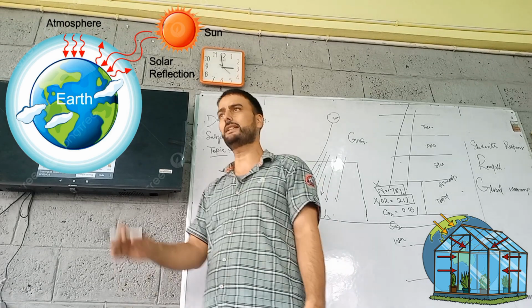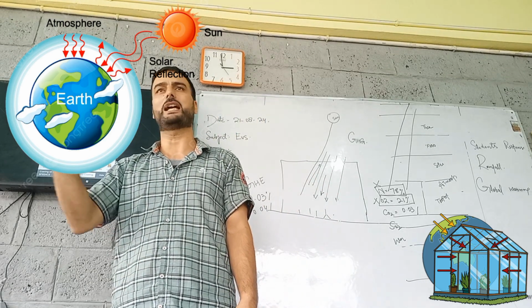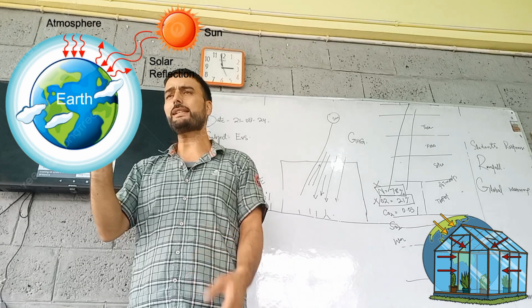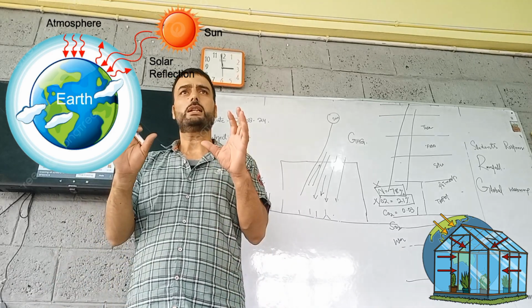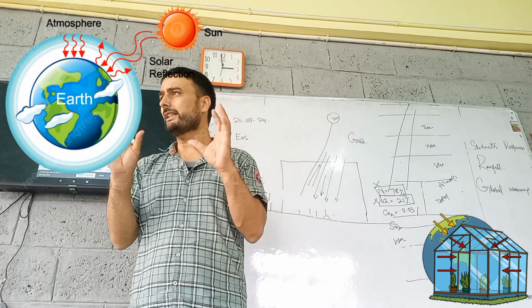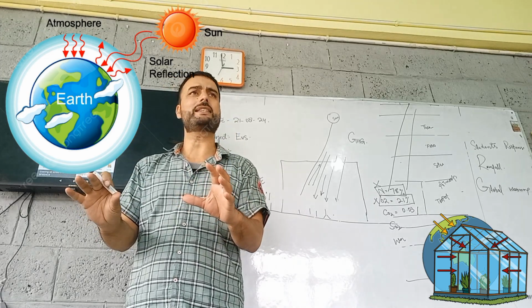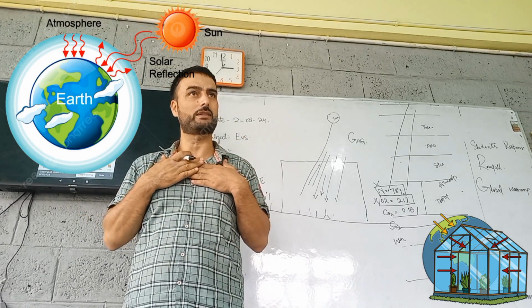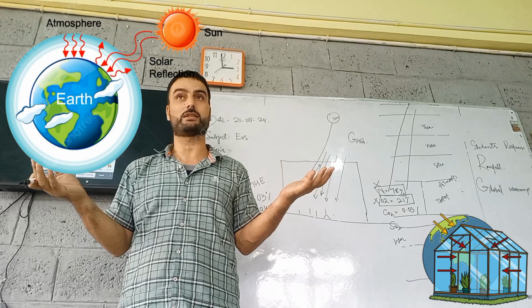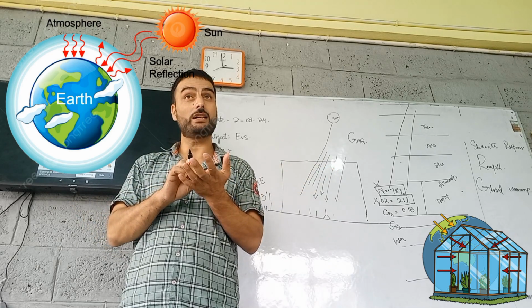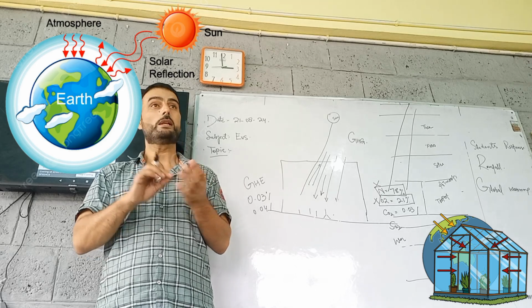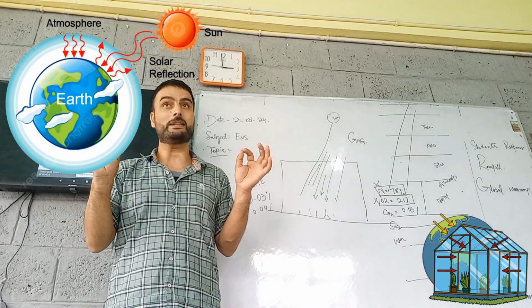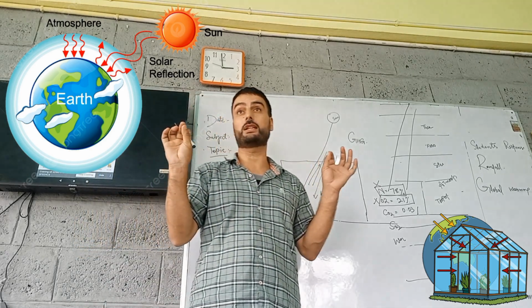There is a quote that excess of everything is bad. Excess of carbon dioxide is also bad. 0.03 percent carbon dioxide gas in our atmosphere is good for us. It makes the temperature favorable for us. But excess, 0.04 percent of carbon dioxide, is very harmful for us.